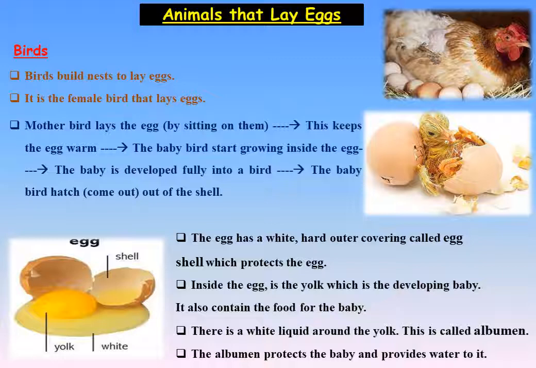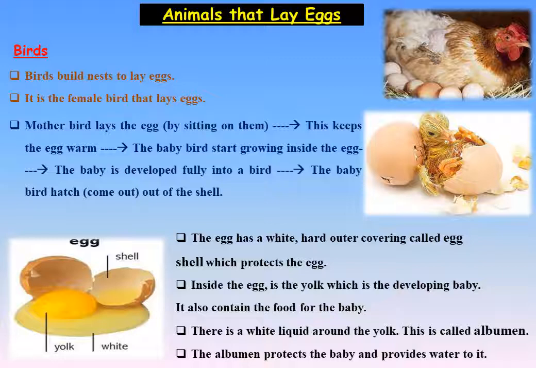The egg is protected by a shell. That's called the eggshell. Now, if the eggshell is broken, you can see a white part and a yellow part. This yellow part is called the yolk. The white part is called the albumen. So three terms are there: eggshell, yolk, albumen. What is albumen? The white part inside the egg.